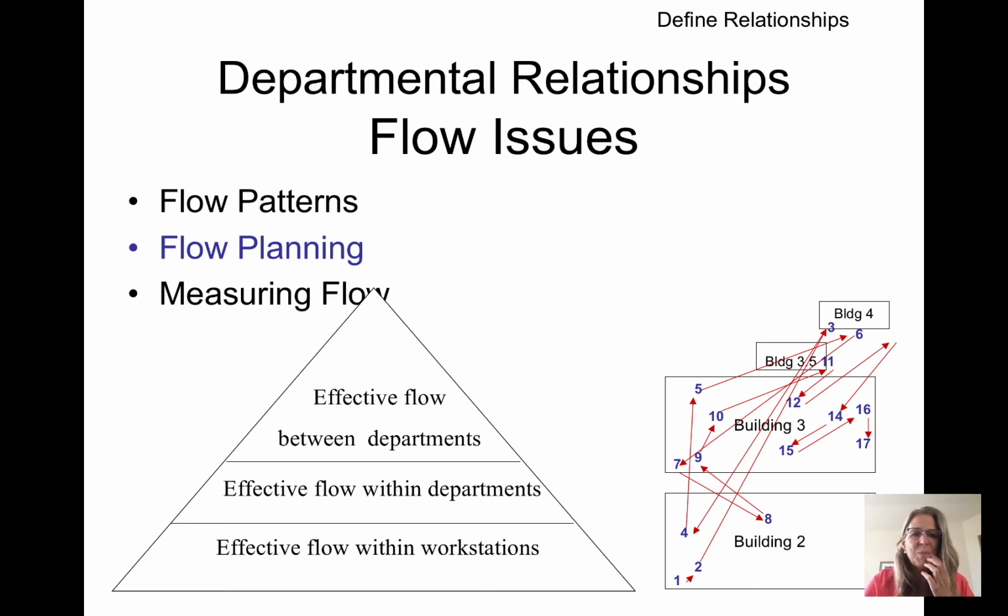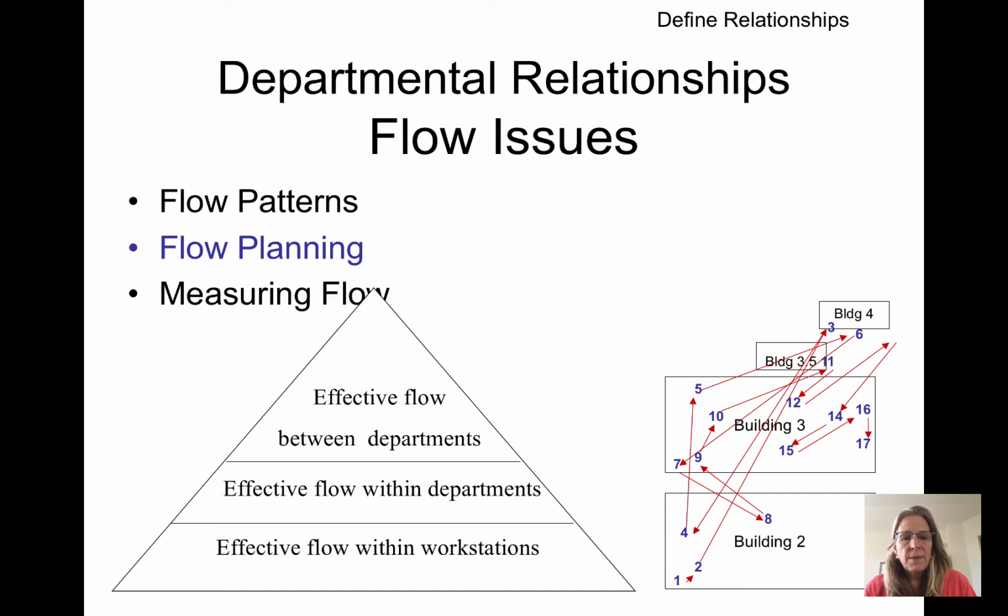looking at the flow within departments, we need to make sure that we sort of start at the bottom of this pyramid, that you have effective flow within the workstation, so good ergonomics, good methods that you're using, and then effective flow within the departments so that it's clear how things are flowing within the department from workstation to workstation or from a central storage area to the workstation, however the flow is happening within the department.